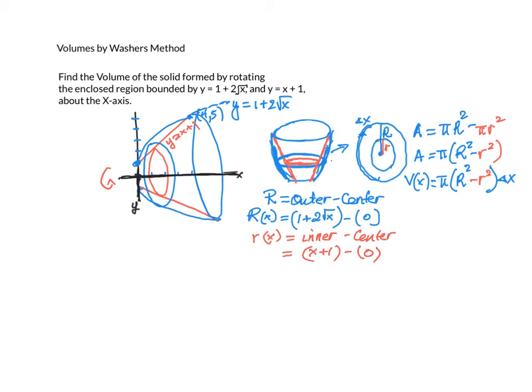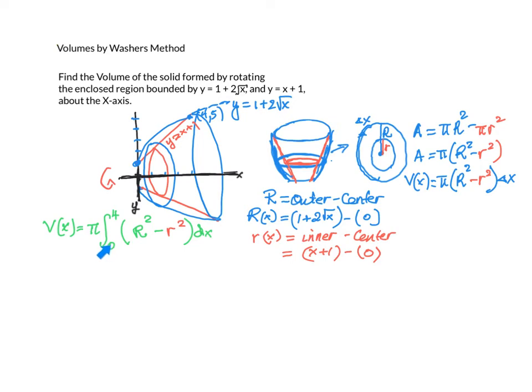Now let's put everything together. So we have our volume, V of x, equals the integral going from 0 to 4. Let's put pi outside, times big R squared, minus little r squared, times dx. Let's look at the integral and the limit of integration one more time.